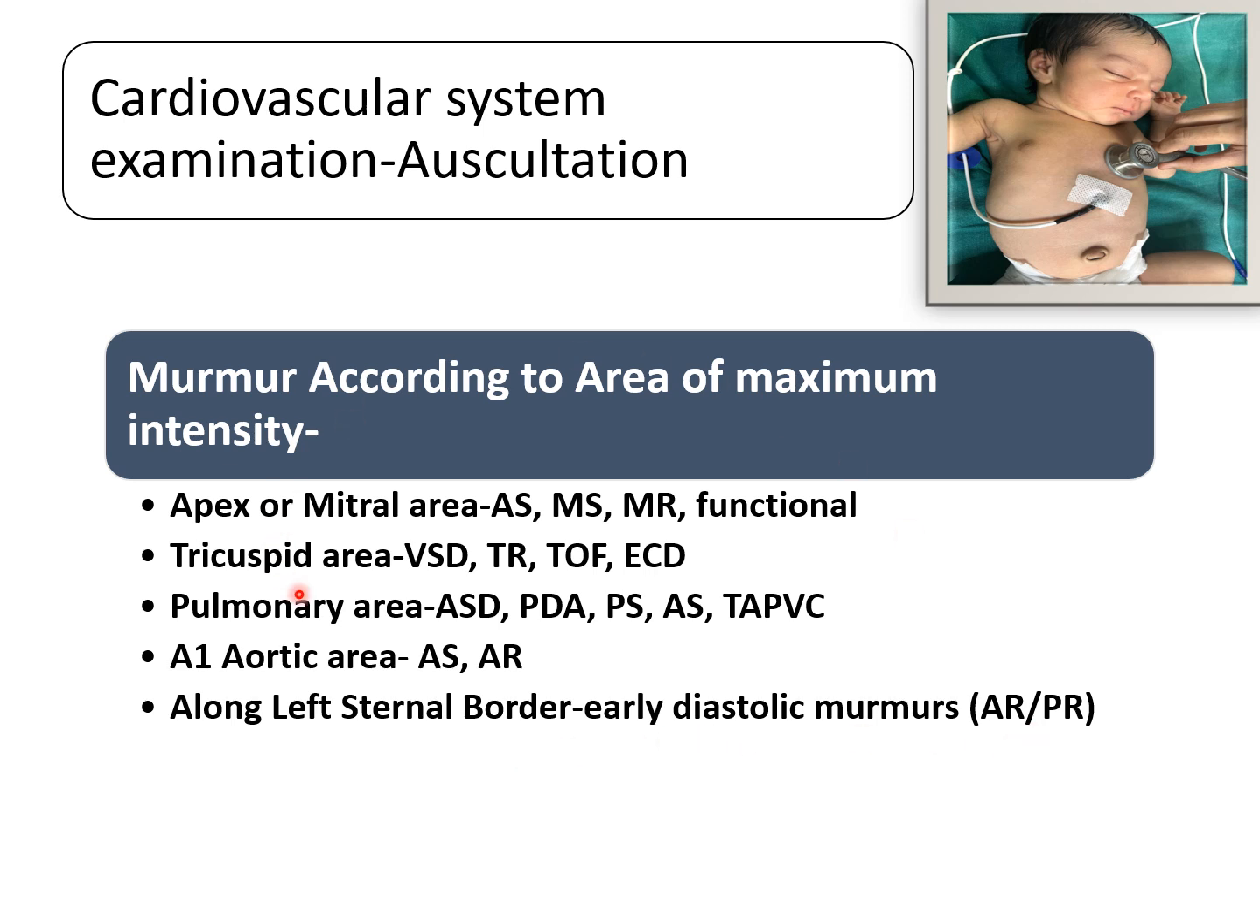So according to the maximum intensity, we can make the differential diagnosis. About all the areas, I have already explained in one of my videos on cardiovascular system examination, where the tricuspid area and pulmonary area are shown.